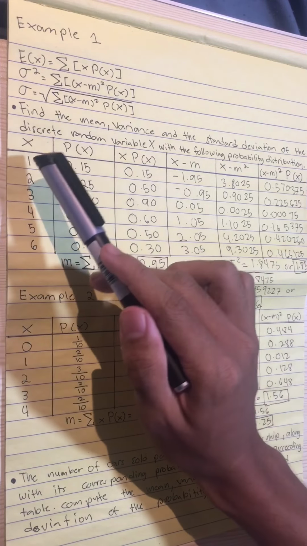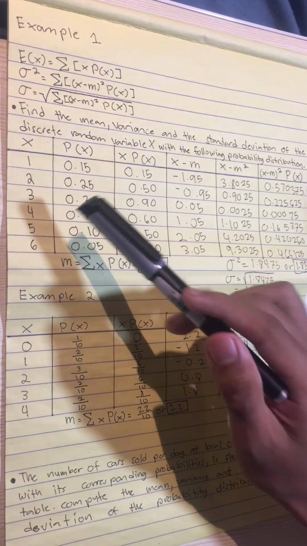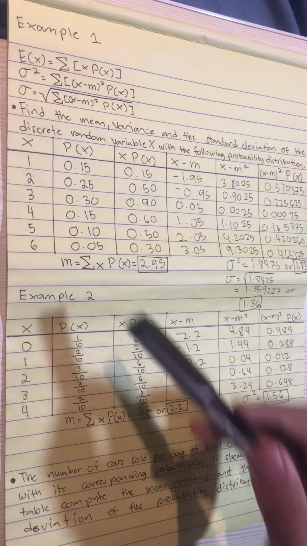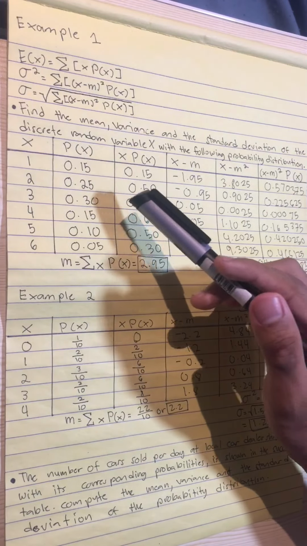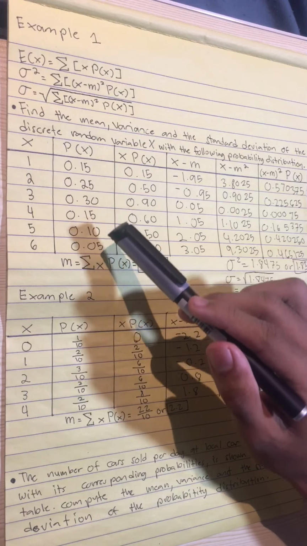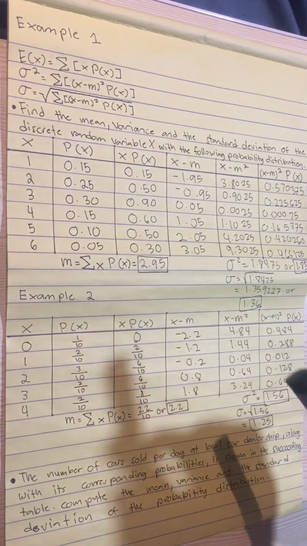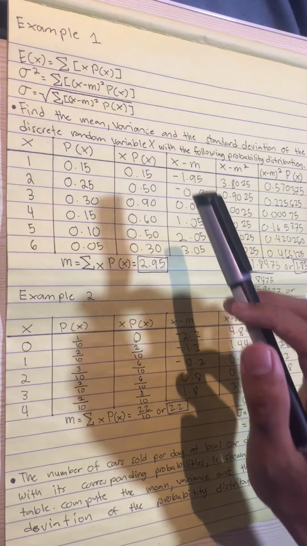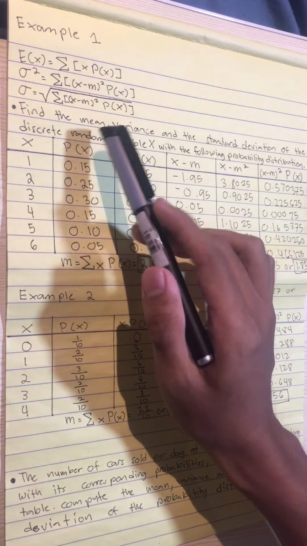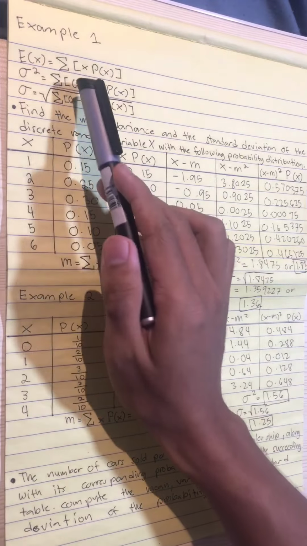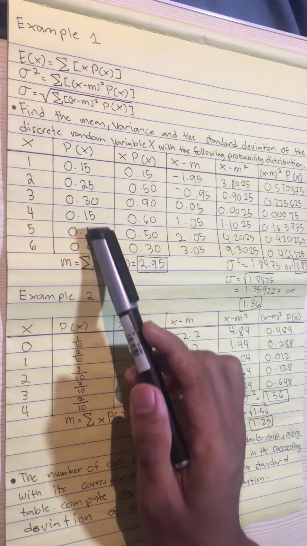On the column x and the column p of x, these two are already given. We have 1, 2, 3, 4, 5, 6 for the x column, and for the p of x column, we have 0.15, 0.25, 0.30, 0.15, 0.10, and 0.05. To be able to get the variance and standard deviation, of course, we need to get the mean first. In solving the mean, we need to multiply the value of x to the p of x, which is right here already given.